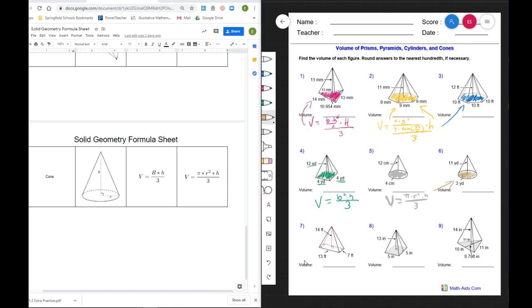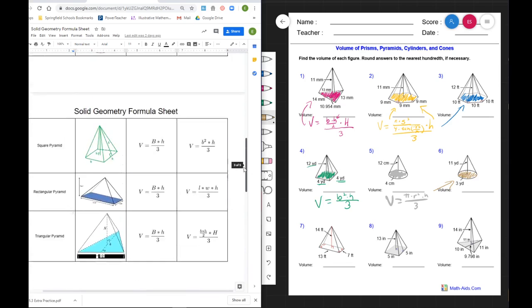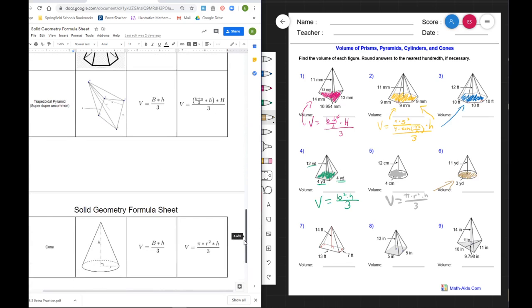What I would like for you to do is pause the video once I'm done talking and see if you can identify the formula you would use for 7, for 8, and for 9. Again, use your formula sheet. That's what it's there for. Use your formula sheet and see if you can figure out what formula you would use for each of these next 3. Go ahead and pause the video, and I'll be back in a minute.